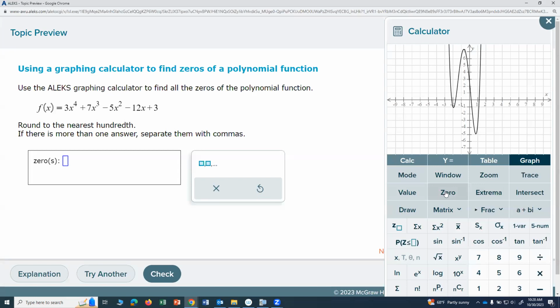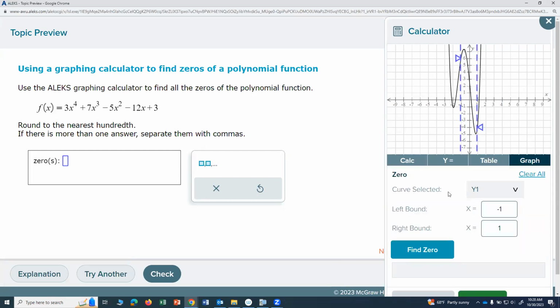So I'm going to go to this 0 button here. On the 0, for each x-intercept, I'm going to have to drag the left bound and right bound so that there's exactly one x-intercept between the left and right bound. And I'll click on find 0. All right, so this is a good example of scientific notation. The y that they're giving me is negative 7.27329308 e negative 12. That e negative 12 means times 10 to the negative 12th power.